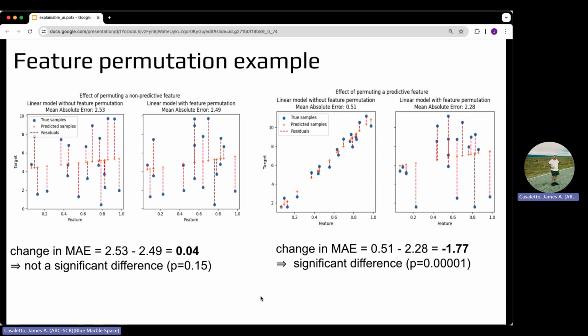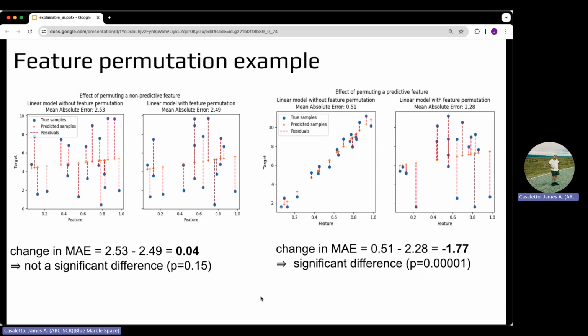Here's a feature permutation example. In this slide, we compare the residuals, which are the differences between the predicted values and the actual values, for a non-predictive feature on the left and a predictive feature on the right. On the left side figure, we observe that permuting a non-predictive feature does not significantly degrade the model's statistical performance.